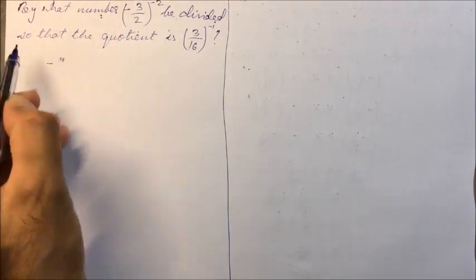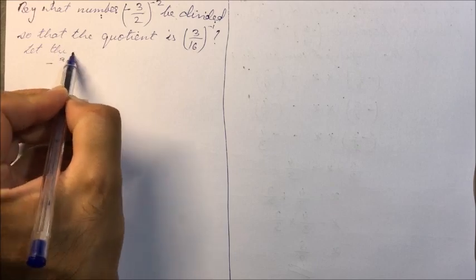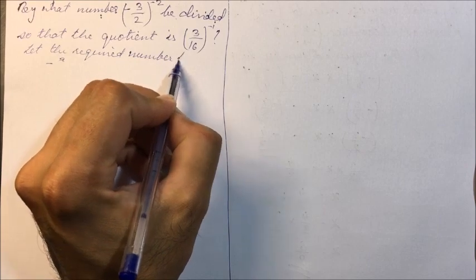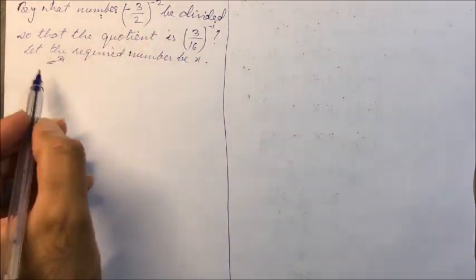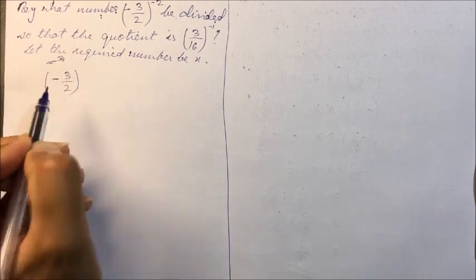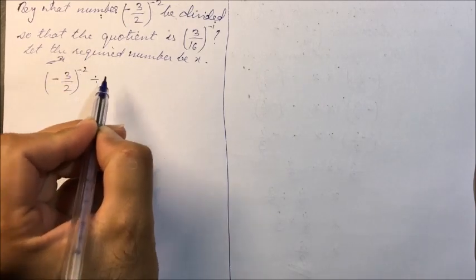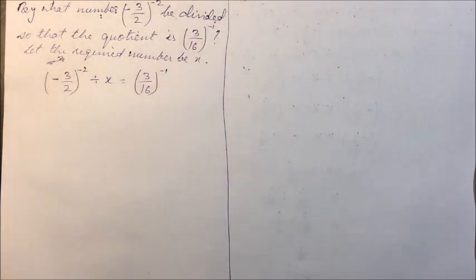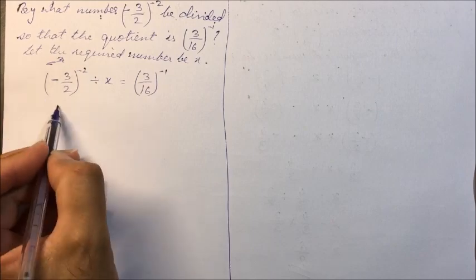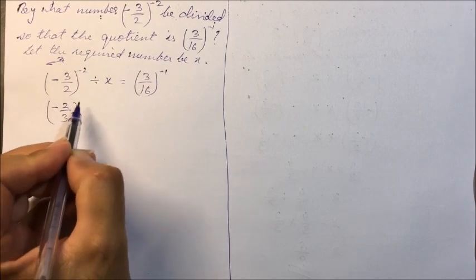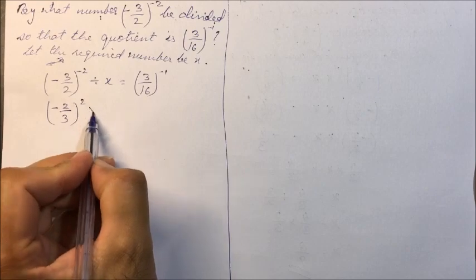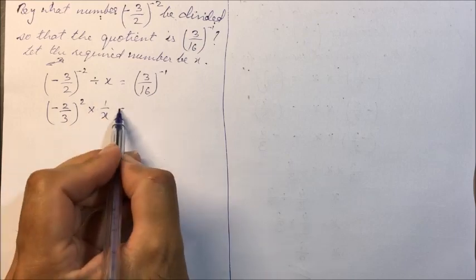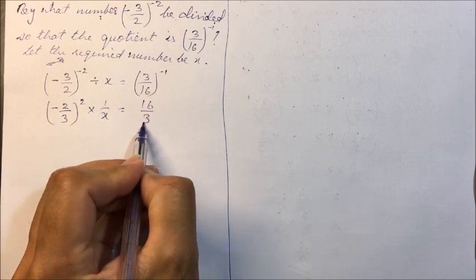Let the required number be x. Then the expression we can write is (-3/2)^(-2) divided by x equal to (3/16)^(-1). So here we will take the reciprocal. It will be (-2/3)^2 divided into 1/x. Change the operator, we have to take the inverse of x. It is equal to 16/3.